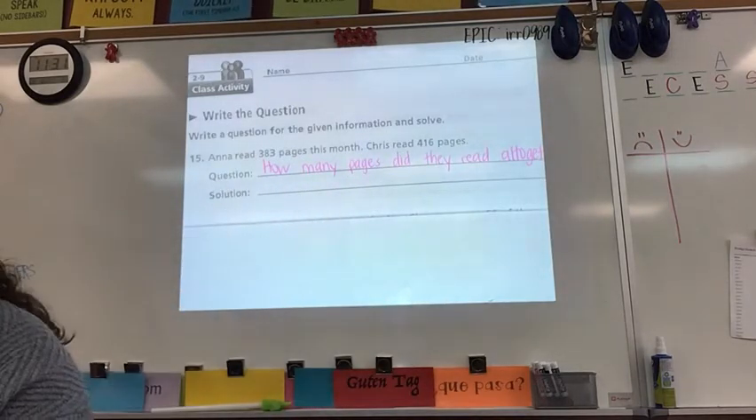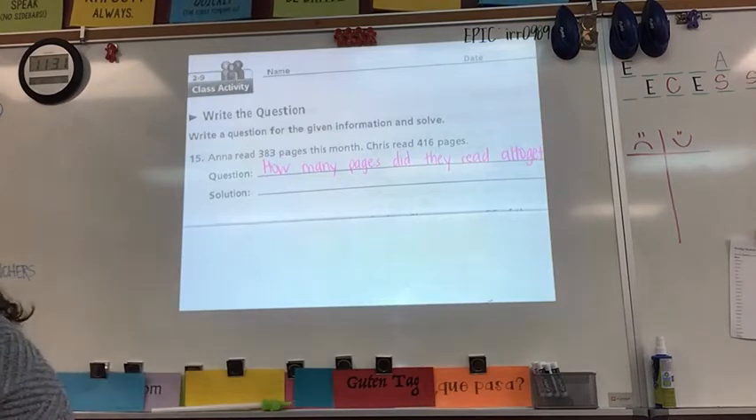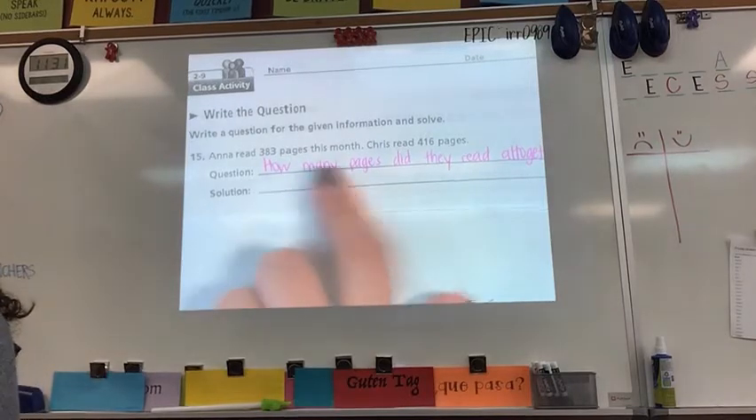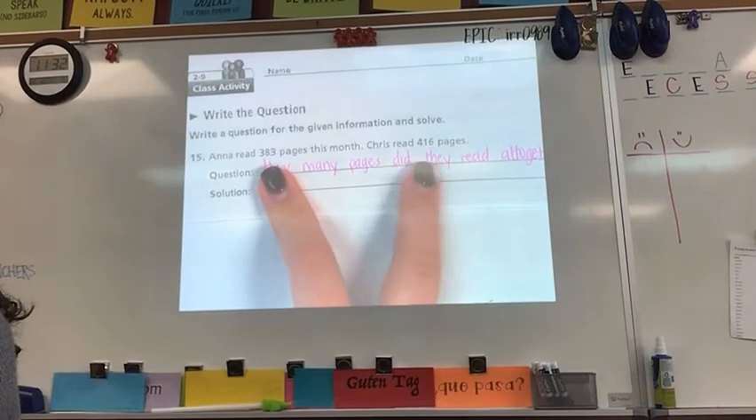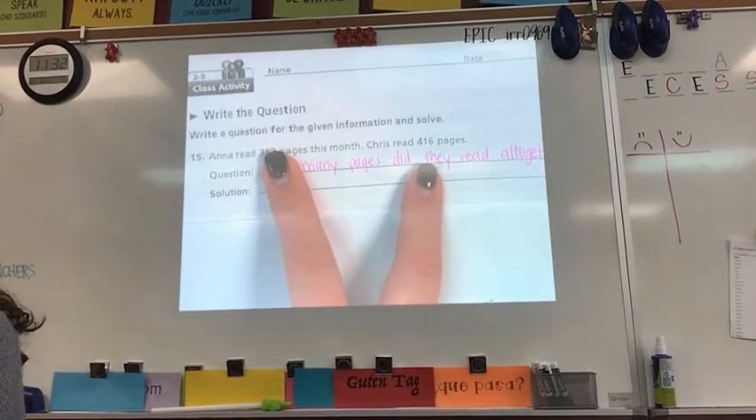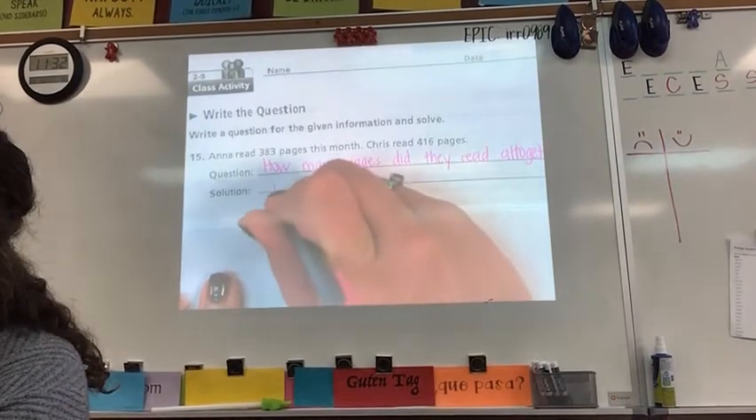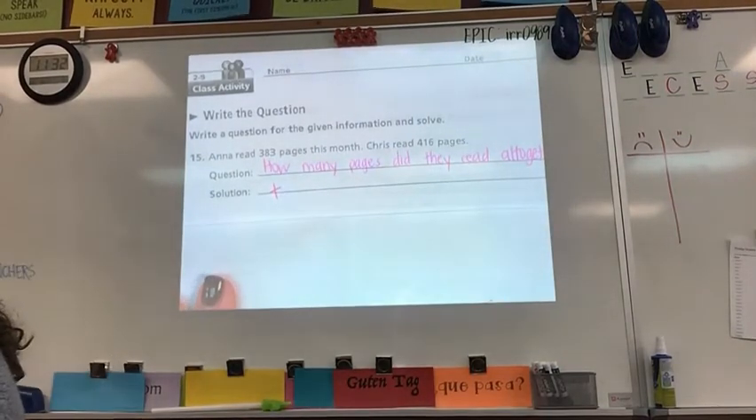Very good. You could ask any of those questions, but it's important for us to think about what we can ask if we're given information. My friends, if we want to know how many they read all together, what do I do with these two numbers? Plus. We would add them up. So instead of making you solve it, I'm just going to put that there. You ready to move on?